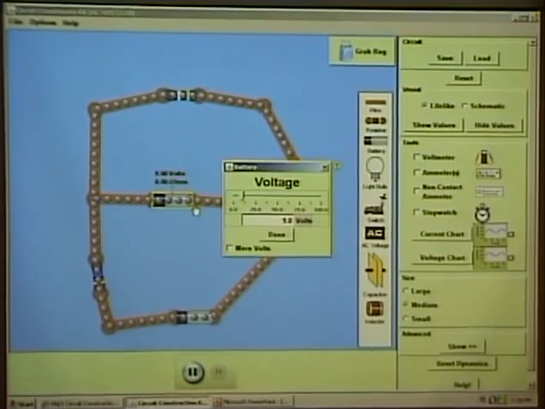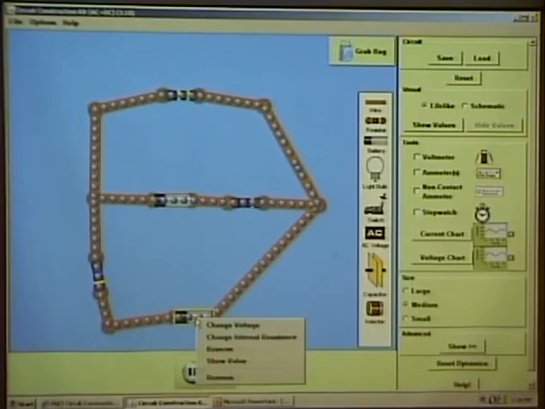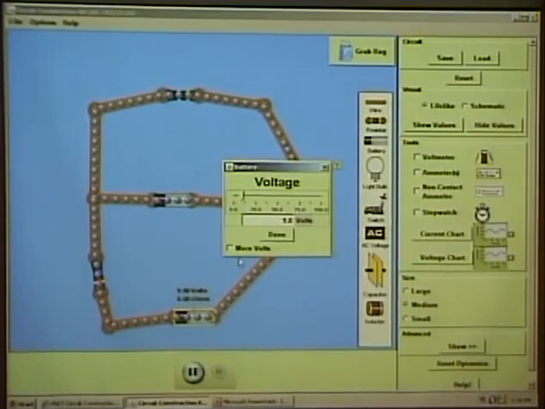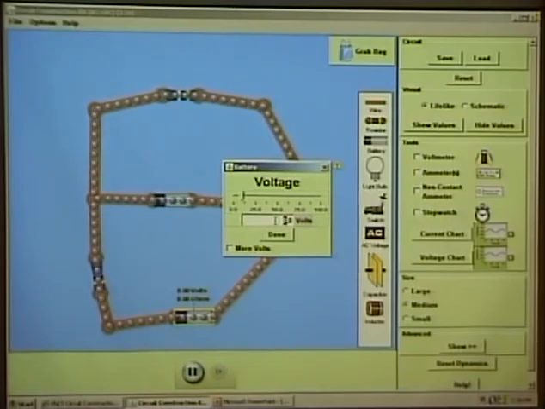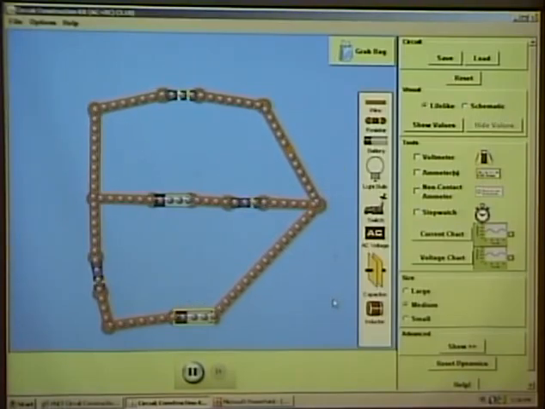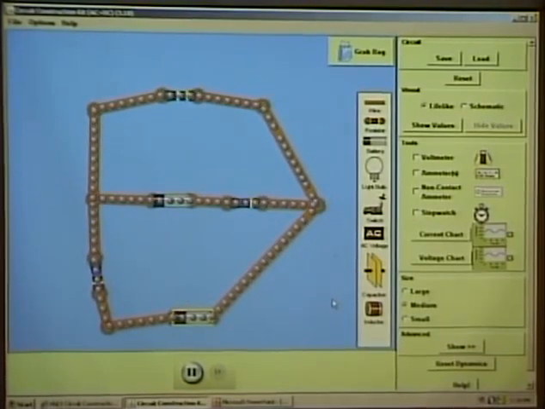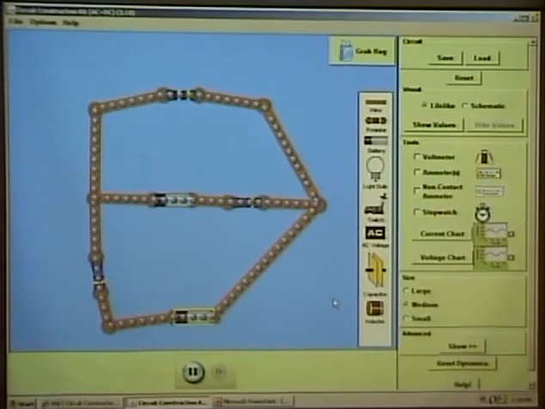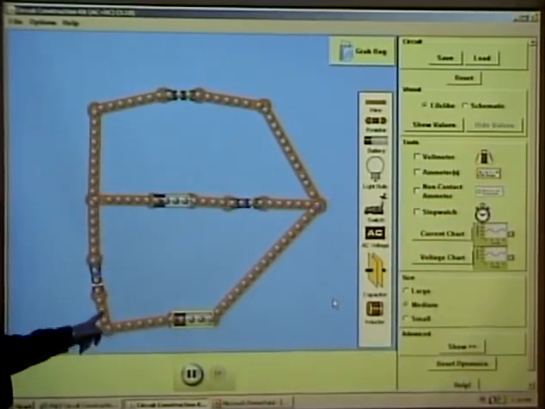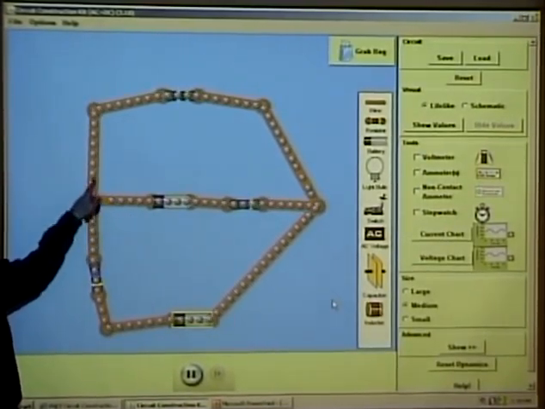The voltage of him was 12. Oh, maybe if I actually put it there. 12. Done. And his voltage was 6. He's not helping much, is he? Done. There we go. Now, there's the circuit. Now what we want to do is find out this current, and this current.